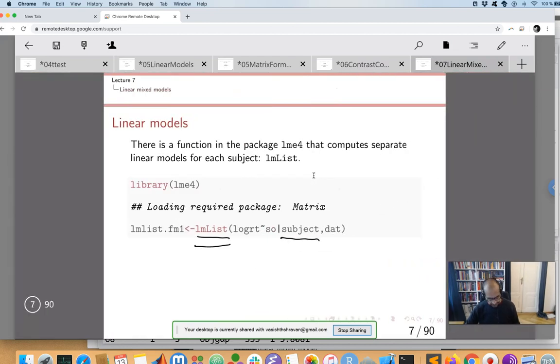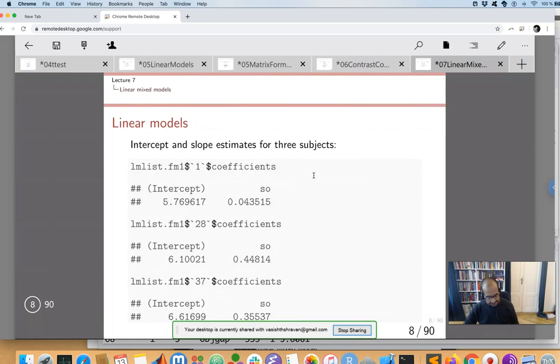Right, so I've fit my lmlist function, and I've saved the results in this object. What this will give me is a matrix of intercepts and slopes. There'll be 42 different such intercepts and slopes because there are 42 subjects. I've fit a separate linear model for each of them. Okay, so I can extract the first subject's coefficients, the intercept and slope. You can see for subject 1.